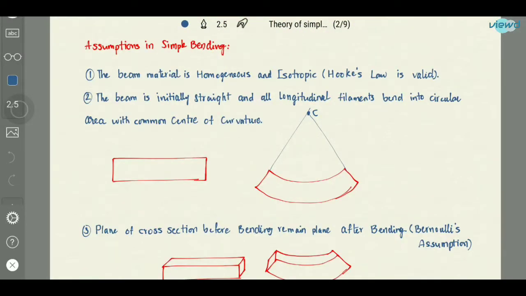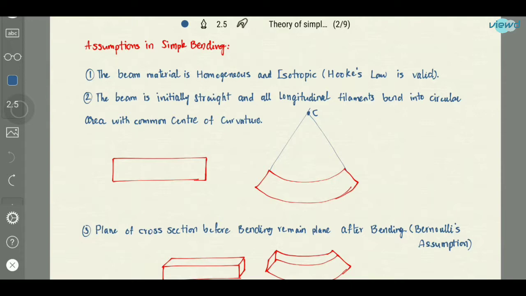Now let us see some assumptions in simple bending. The first assumption is the beam material is homogeneous and isotropic. In the introduction class of strength of material, we have seen that all the bodies we take are homogeneous and isotropic, and this is the assumption in every concept. So the beam material is homogeneous and isotropic. That means Hooke's law is valid up to elastic limit.